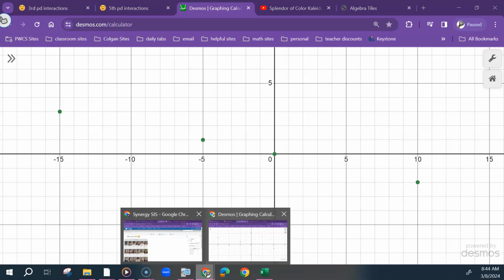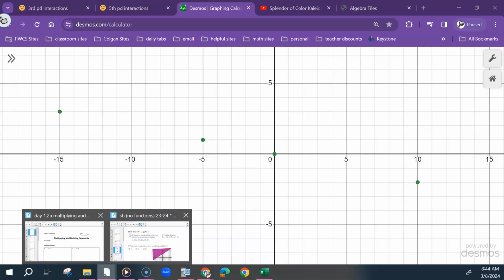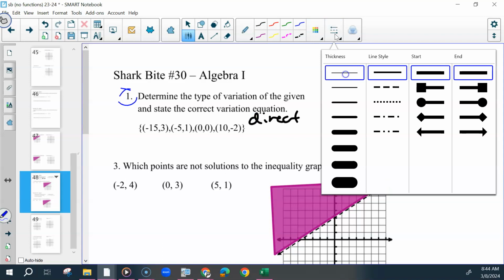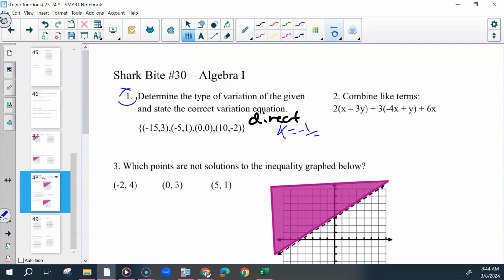And then because we know it's direct, it says state the correct variation equation. So if it's direct, we need our k value, which I found was -1/5. We also could have divided 3 by -15, 1 by -5, -2 by 10 to figure that out as well. And then your equation would be y equals -1/5 x, either or.